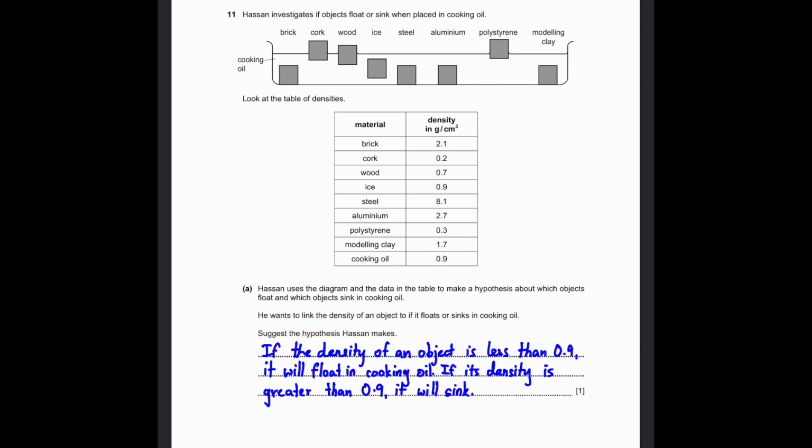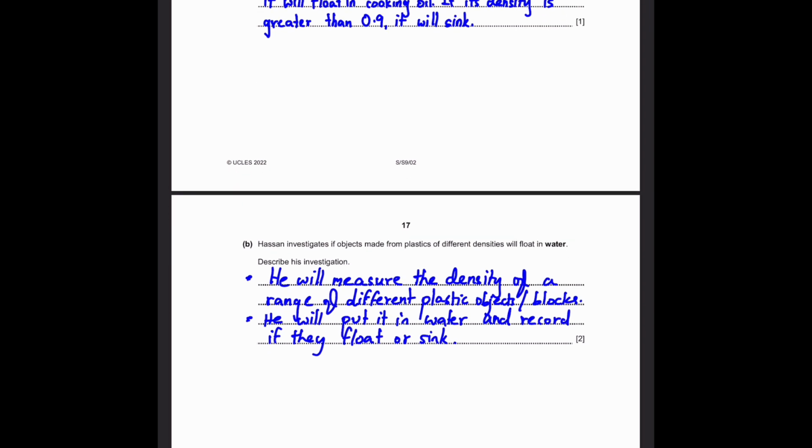The answer. Part B. Hassan investigates if objects made of plastics of different densities will float in water. Describe his investigation. So first, he will measure the density of a range of different plastic objects or blocks. We can take a few different kinds of plastics, make a small cube out of them, and measure the density, or at least find out the density if not measure it. And then you can put it in the water and record if they float or sink. This is the proof. If the density is less than water's density, which is 1, that means it'll float. And if it's greater than 1, that means it'll sink.